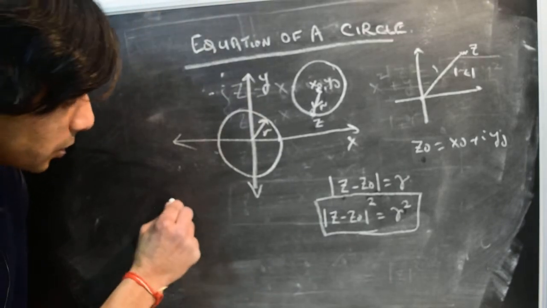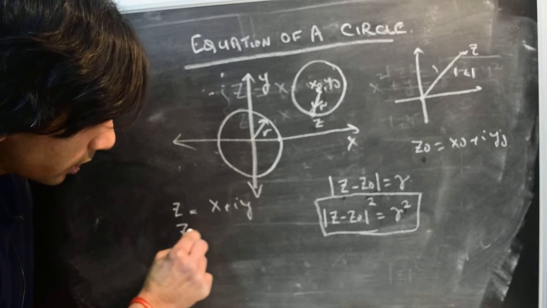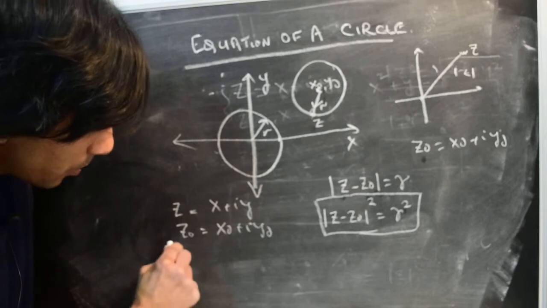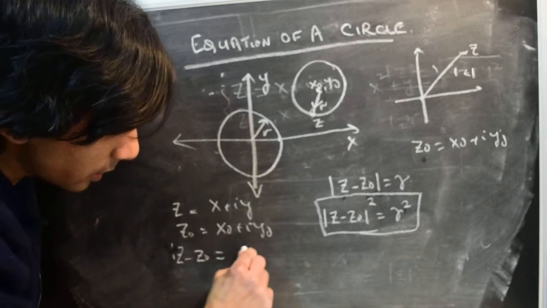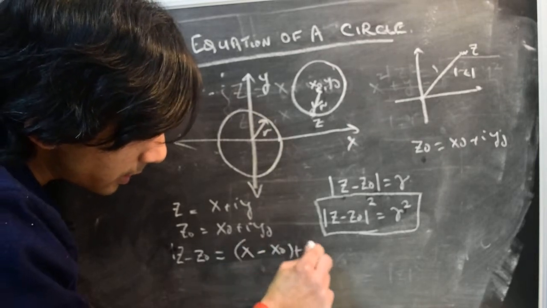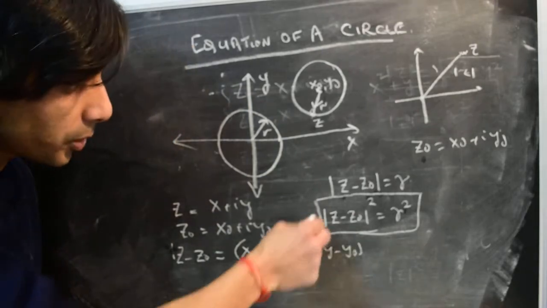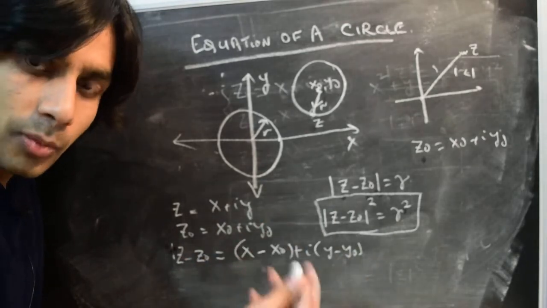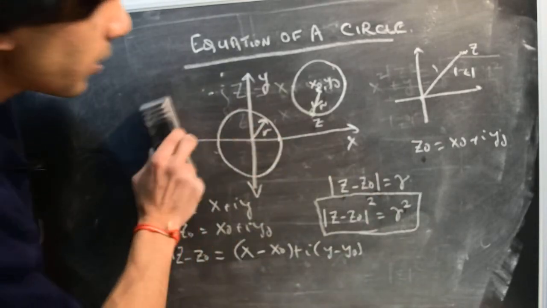If we know z is x plus iy and z0 is x0 plus iy0, then z minus z0 is the complex number x minus x0 plus i times y minus y0, right? And now we want to calculate the modulus of this vector squared. One of the ways for calculating modulus is to multiply this with its complex conjugate. So let's do that now.